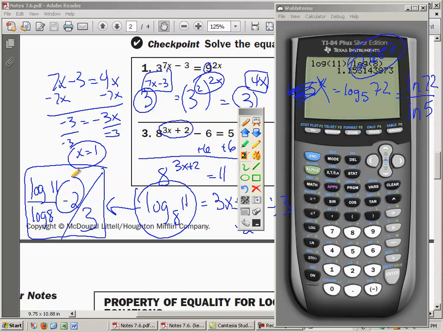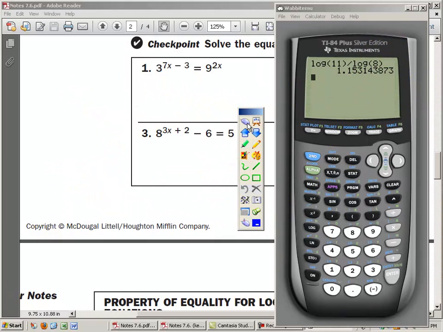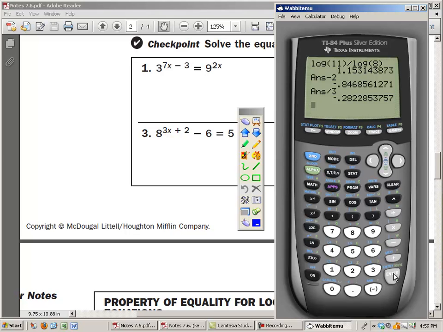Okay, so again, I apologize, I have to turn the pen off to click over on the calculator. From there, I'm going to subtract 2. And I get negative 0.84, blah, blah, blah. And then I have to divide that result by 3. And I get negative 0.2822, all right, which is really quite a mess, all right?